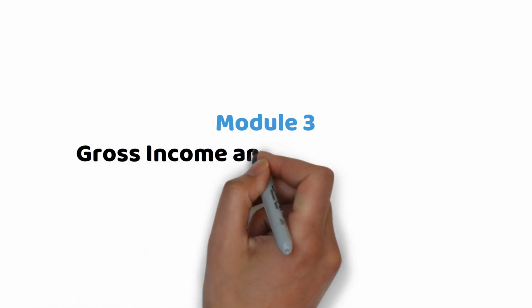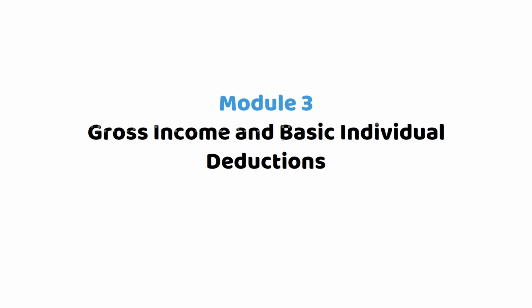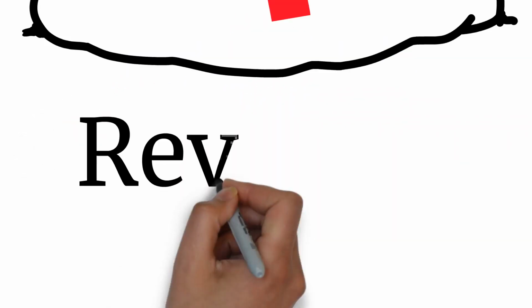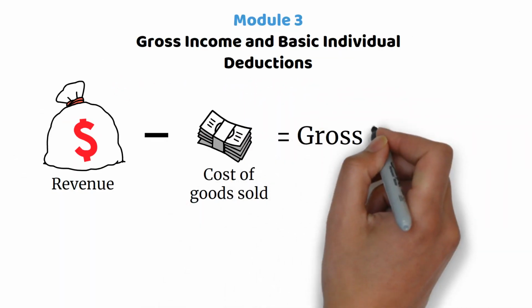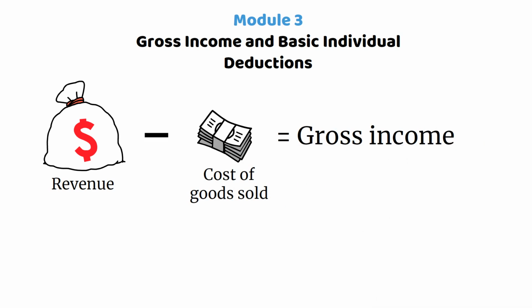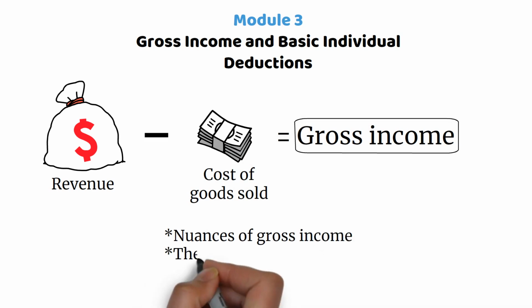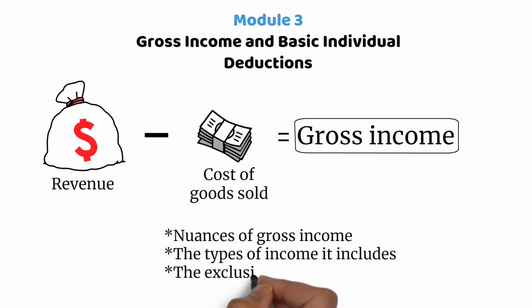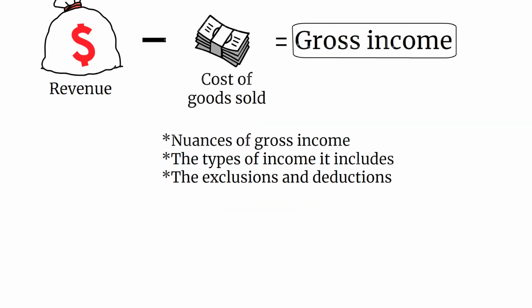Module 3, Gross Income and Basic Individual Deductions. In the world of taxation, the concept of gross income is foundational. It's the starting point from which income tax is calculated. This module will explore the nuances of gross income, the types of income it includes, and the exclusions and deductions that modify it to arrive at taxable income.